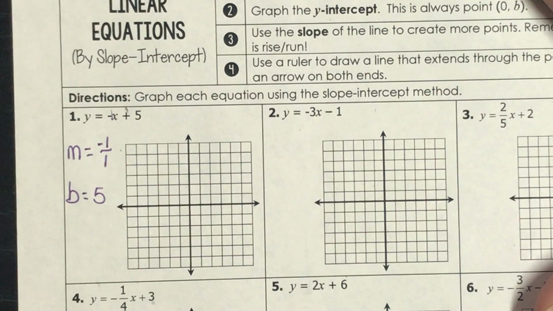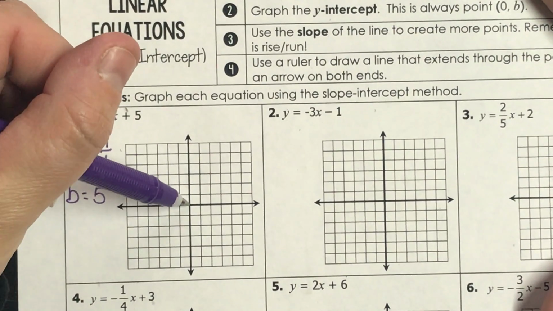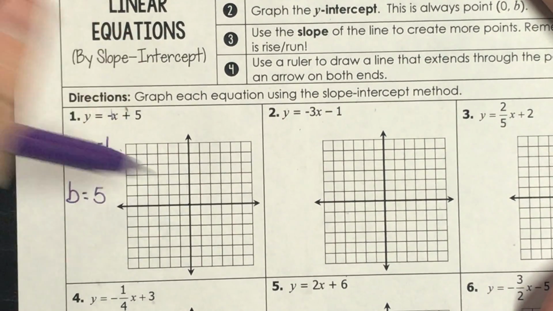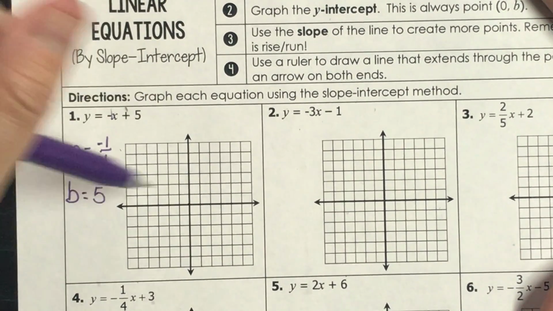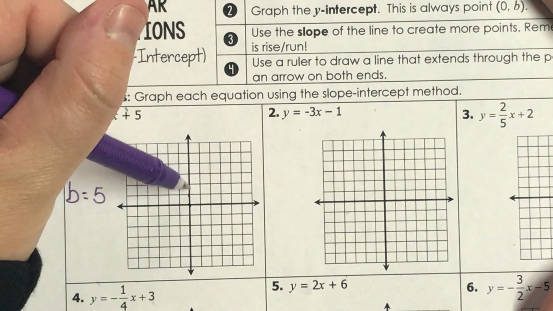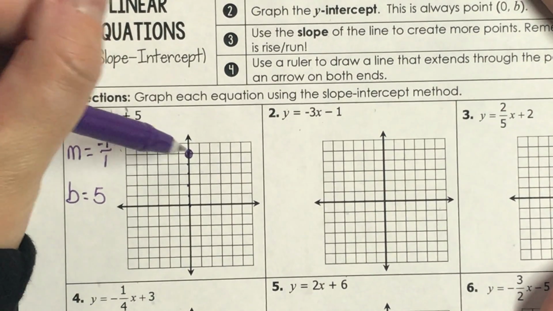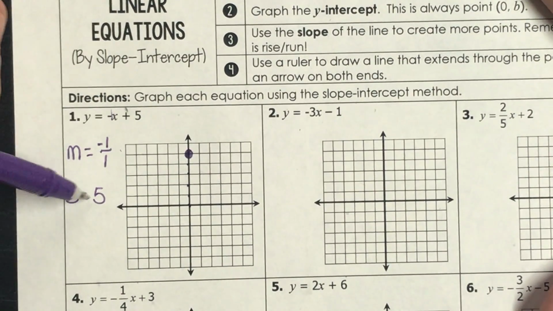So now, to graph this, to sketch it, we're just sketching. You don't need rulers today. You start with the b, because this is where you begin. This is your y-intercept. So you go to 0, 0. The y-intercept is on the y-axis, and it's at 5. Positive, so you count up to 5. 1, 2, 3, 4, 5. Put a dot. There's your y-intercept. So that's where we begin.